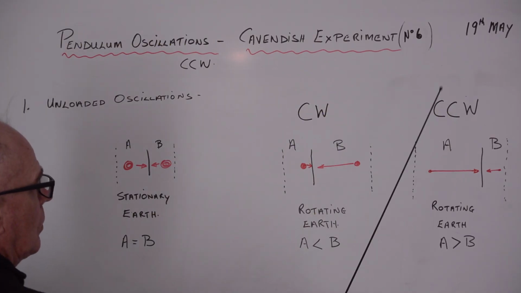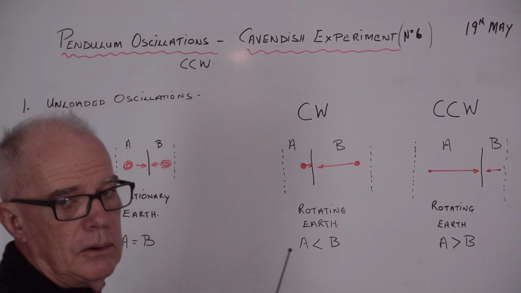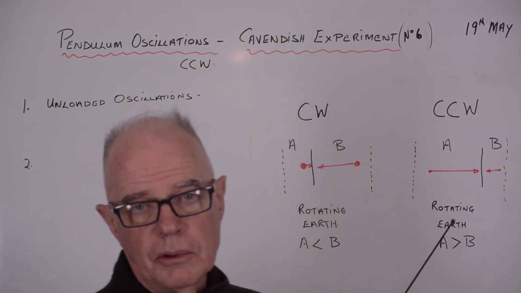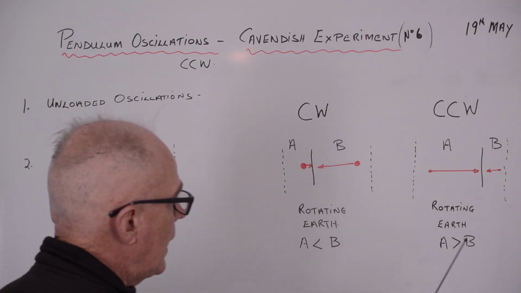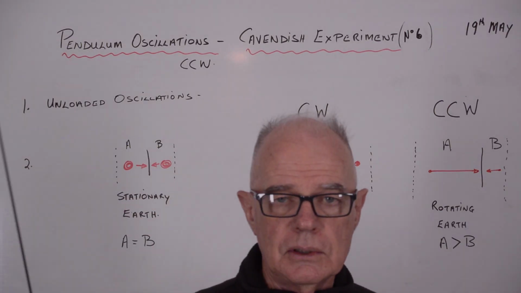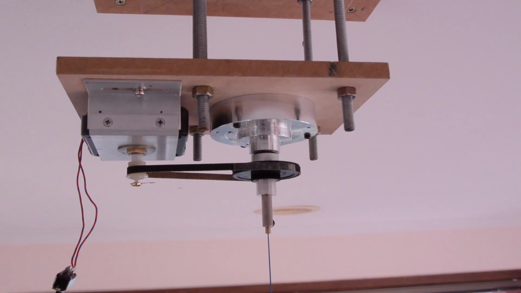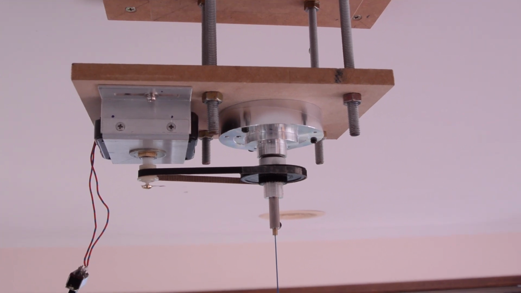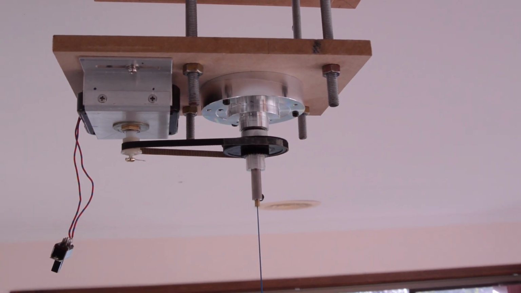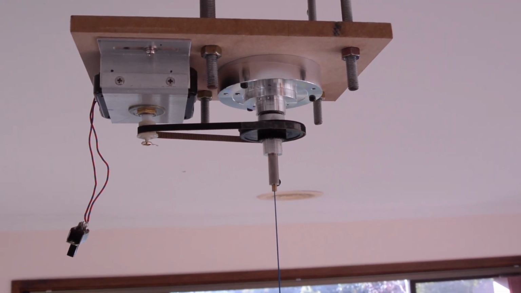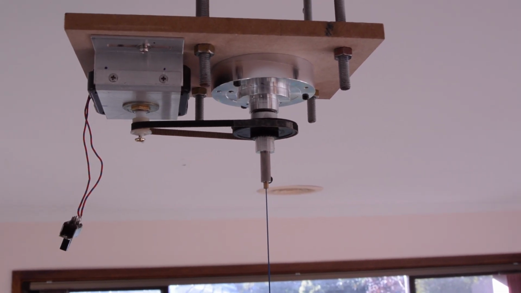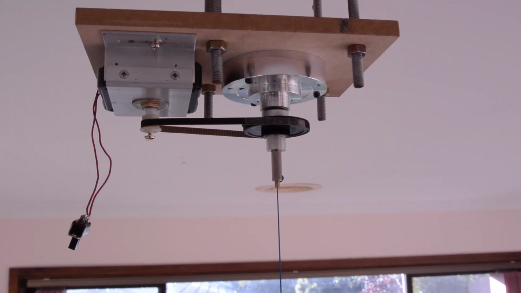Today's experiment will be the counterclockwise direction, where everything is just going the other way. And we just want to see what phenomenon that will be. Do we actually get A greater than B? Let's have a look. Right, let's get into that now. So here we have the mechanism upside down, giving us the counterclockwise direction, as opposed to video 5, where we've seen it the correct way up, giving us the clockwise direction.